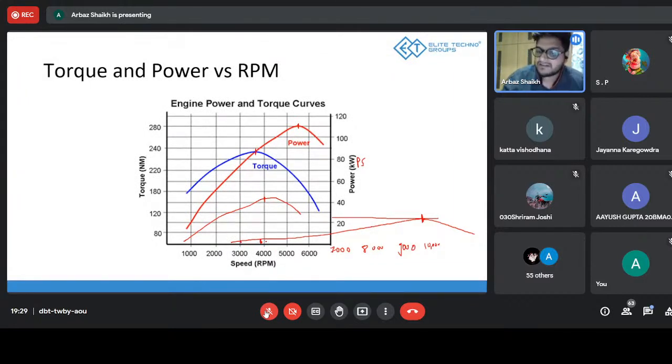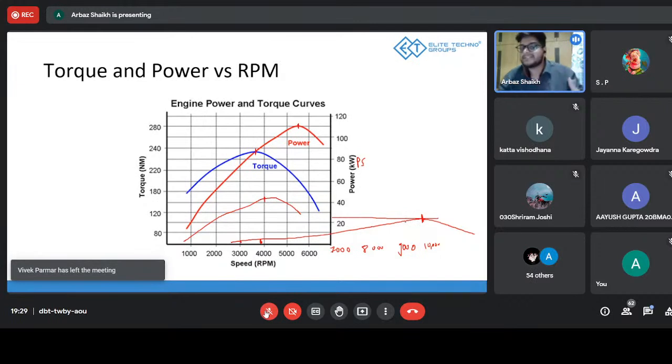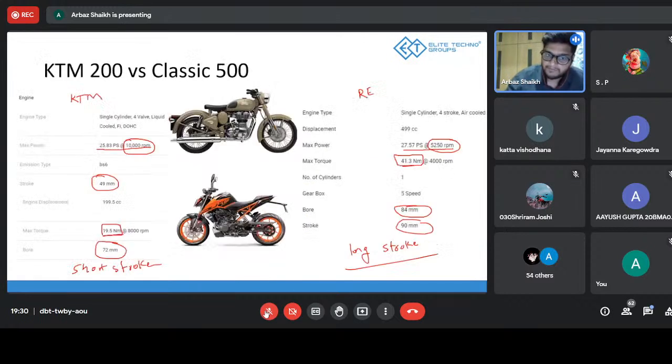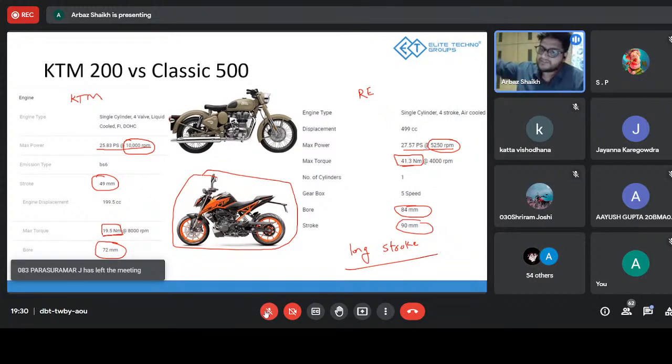When you increase the accelerator, the RPM will increase and the power will keep on increasing. And as long as the power is increasing, you will get an increase in speed. Is that clear to everybody? You will get an increase in speed. That is why when you drive a Duke 200, your speed increases even when you're beyond 4,000, 5,000, 6,000 RPM. It keeps on increasing.